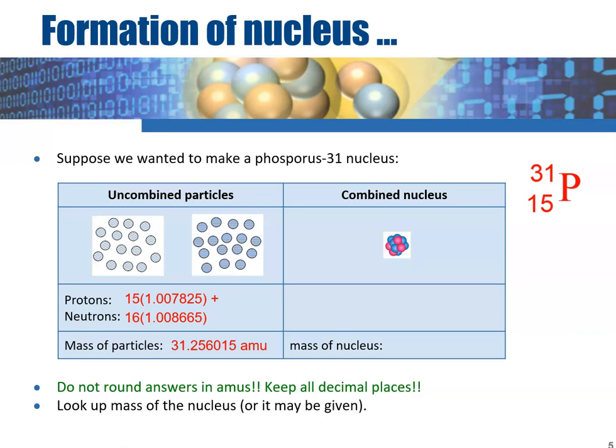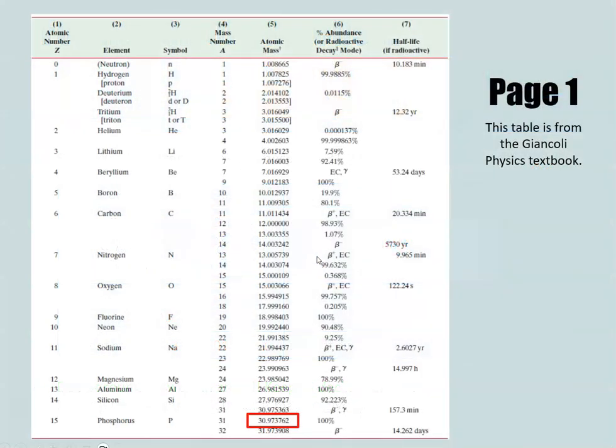And now I'm going to go look up the mass of the nucleus. I'm going to have to look up the mass of the nucleus in a reference table. This is a reference table that I took from the back of a textbook. As you can see here, the first column is the atomic number. So we're talking about phosphorus, which is number 15. We look over here, and we can see there are two isotopes: phosphorus 31 and phosphorus 32. We're talking about phosphorus 31.